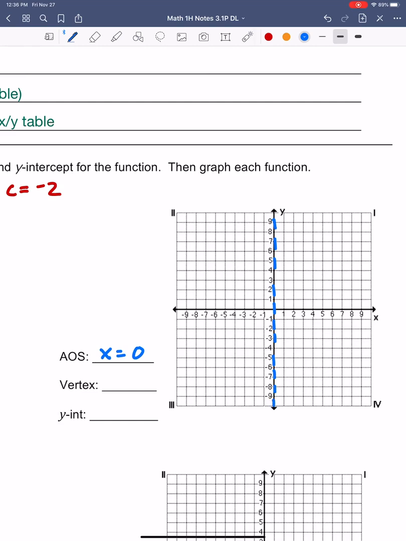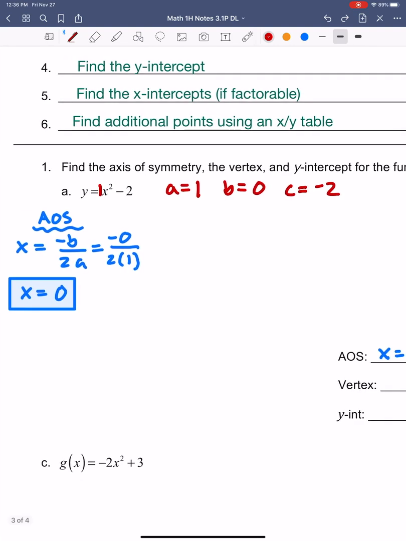I don't know where my graph starts, right? It could be something that looks like this, could be something that looks like this, it could be something that looks like this. I don't know exactly where it is, but I know that the middle is going to be right down the y-axis there, where it hits 0 on the x-axis. All right, so we got to find the rest of this.